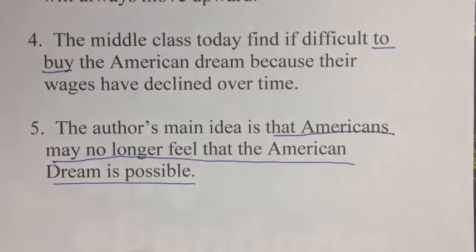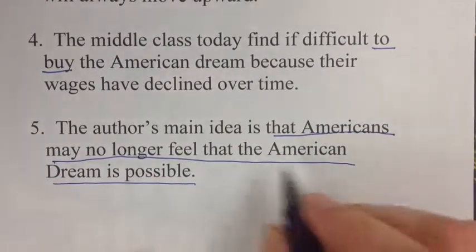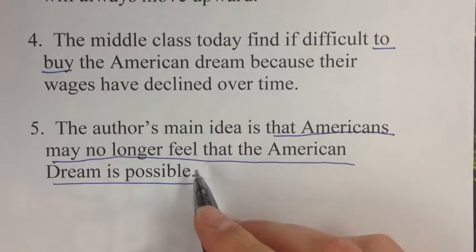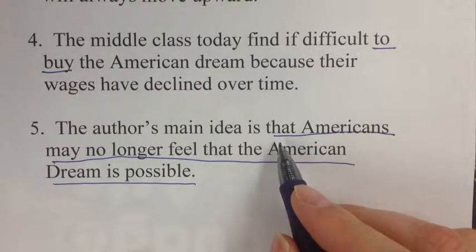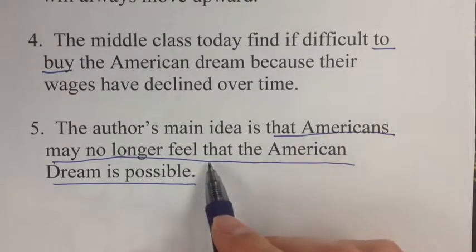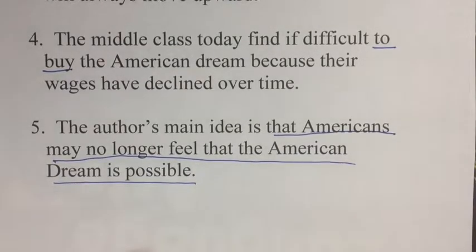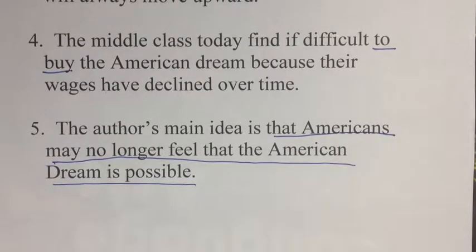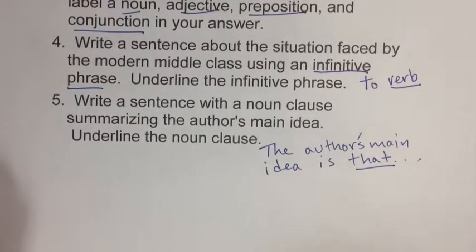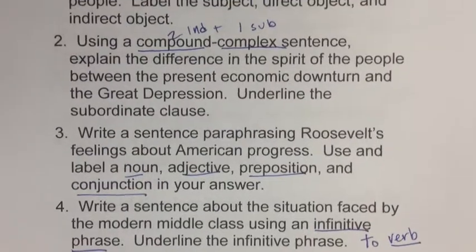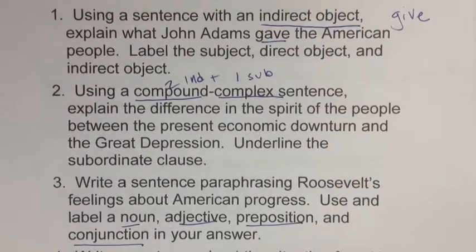This is actually two noun clauses in a row, but that's okay. We have that the Americans may no longer feel, and this is the predicate nominative. And then we finish off the clause with this direct object, which is also a noun clause, that the American dream is possible. All right, so here are my answers, and here are the questions. Go ahead and revise the ones that you need to.